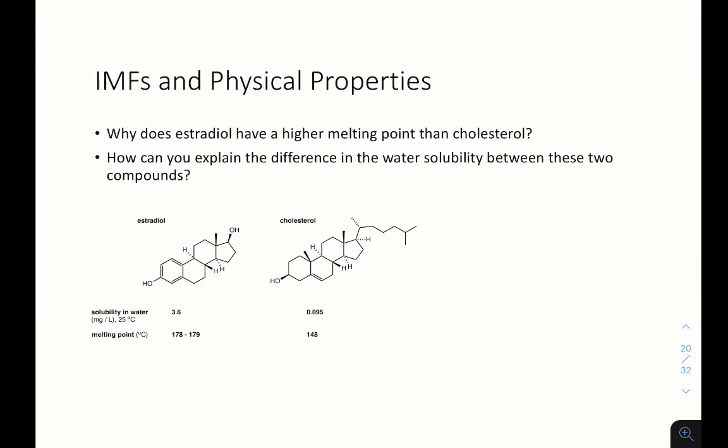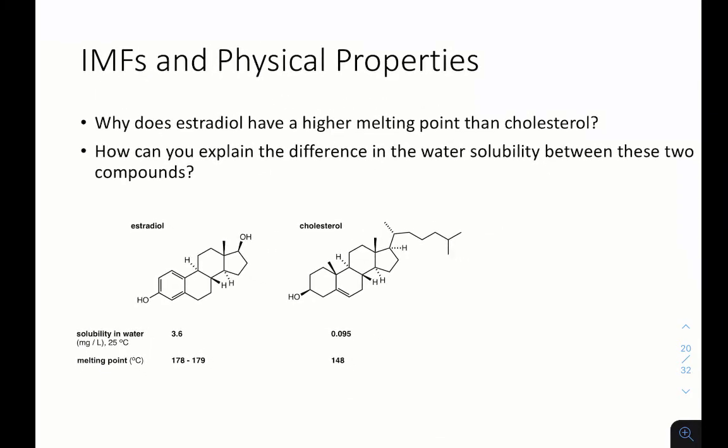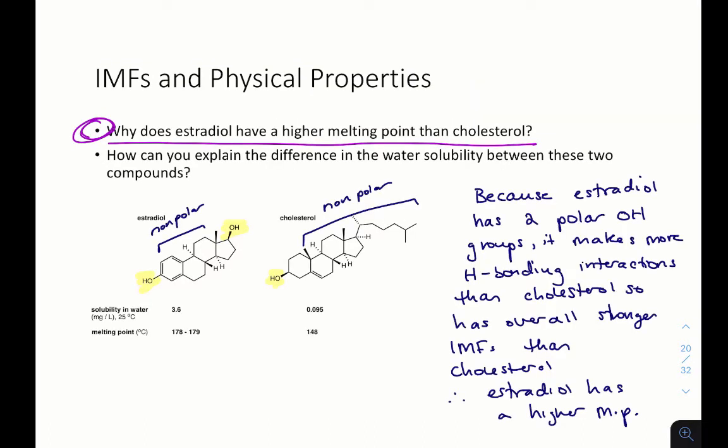We will now revisit this question from the very beginning of class. We looked at estradiol and cholesterol, and we wanted to explain in as sophisticated of a manner as possible why estradiol has a higher melting point than cholesterol. Write down your best explanation to this question now. Because estradiol has two polar OH functional groups compared to the one on cholesterol, it makes more hydrogen bonding interactions than cholesterol, so overall has stronger intermolecular forces than cholesterol, and as a consequence, a higher melting point.